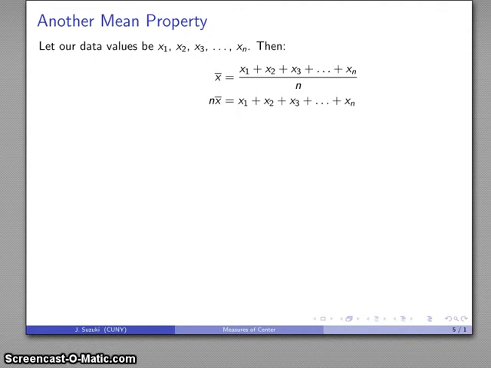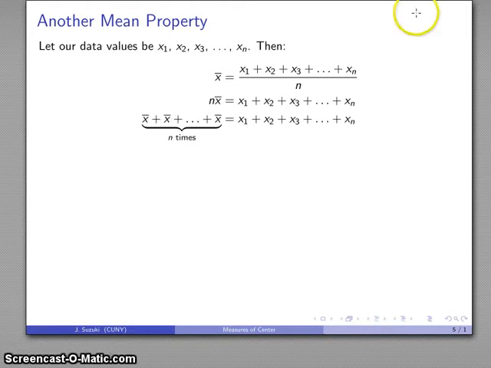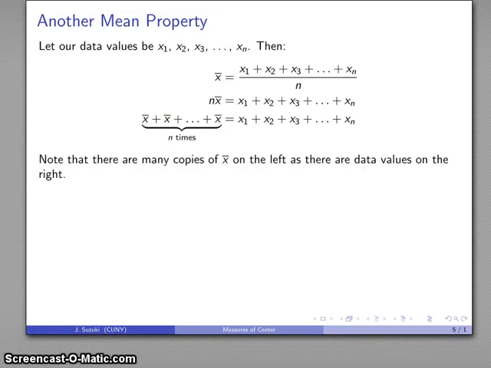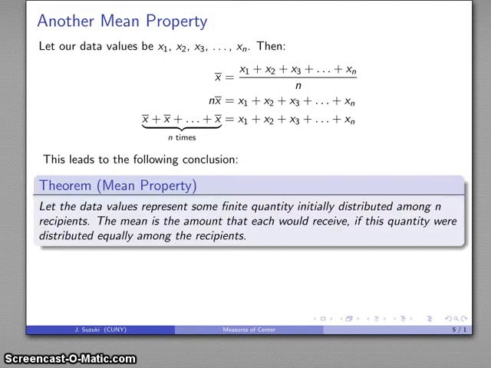And again, multiplication is just a repeated addition. So by my definition of multiplication, and since n is necessarily a whole number, I have the following: this n times x bar, well, that's the sum of x bar, the mean, n times. Now, the thing to notice here is that there are as many copies of the mean on the left as there are data values on the right-hand side. And what this suggests is the following conclusion.